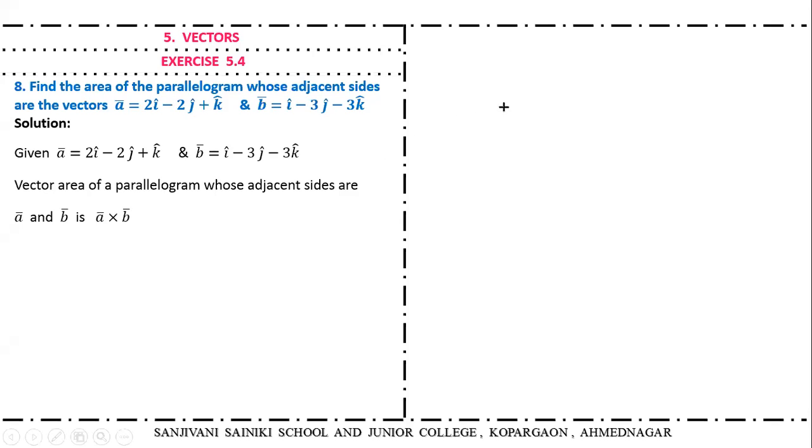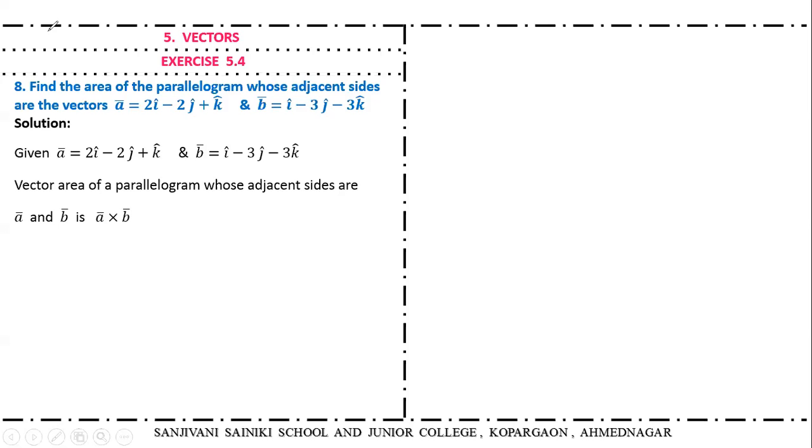What does that mean? If this is one side and this is another parallel side, we complete the parallelogram. Then, if this is your a bar and this is your b bar, the area of this parallelogram is given by the cross product of a bar and b bar. Keep this in mind, this is the formula.